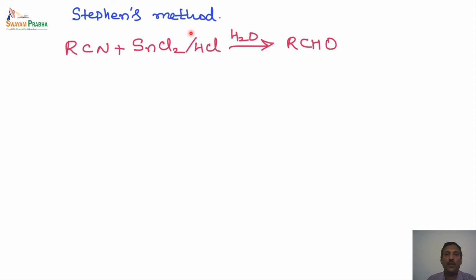So the next one is Stephen's method. In this particular case, a cyanide or nitrile is treated with stannous chloride in the presence of hydrochloric acid and water, which gives the corresponding aldehyde. So this is another reduction method. Stannous chloride is a Lewis acid generally used in this particular reaction.